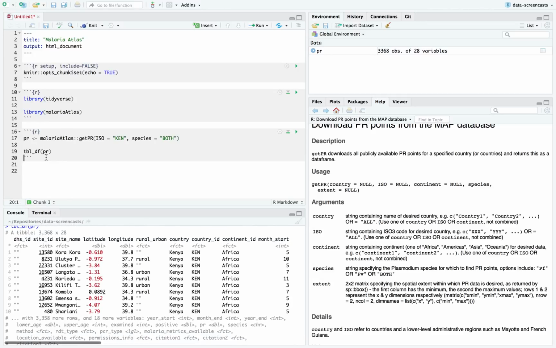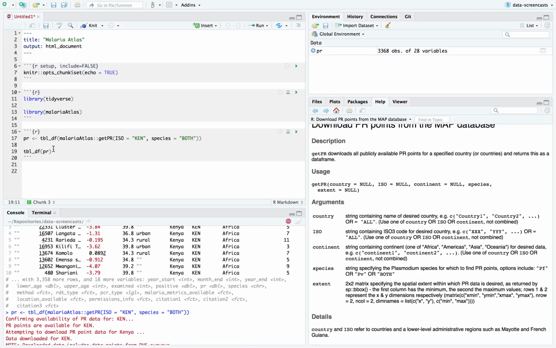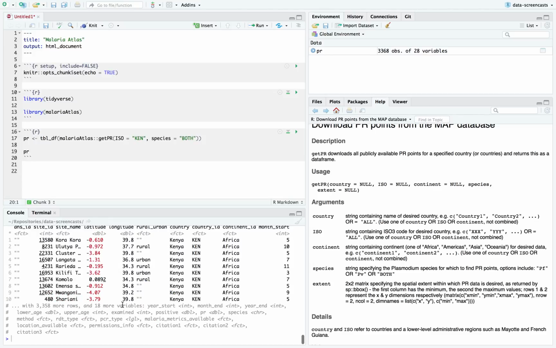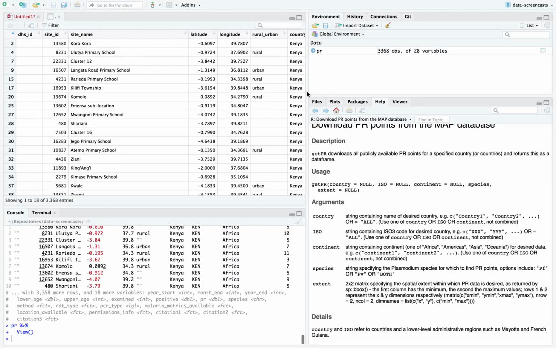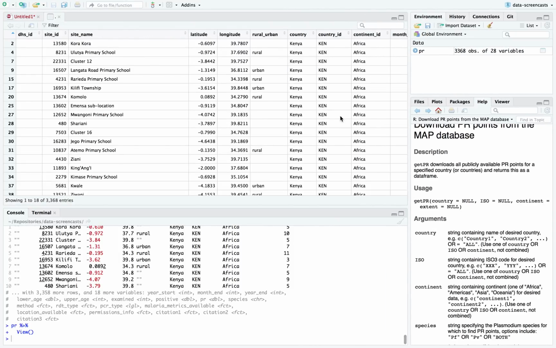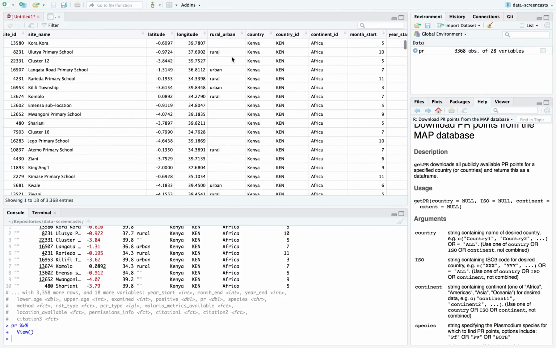Okay, so each time I download something, I'm probably going to turn it into a tibble diff first. That'll make it a little easier to print. And I find out a bunch of information. Let's view it. Okay, so this looks like already kind of an interesting data set. We have a site ID and name, longitude, latitude, that we can use to make a map.